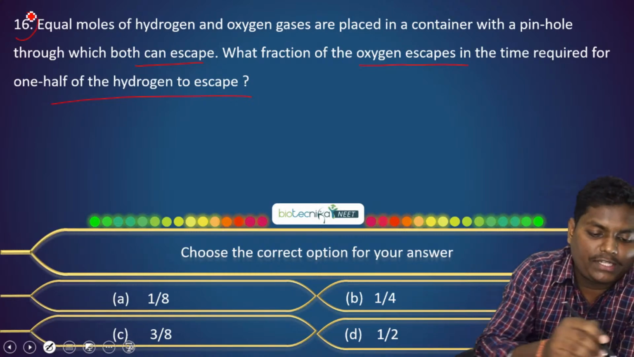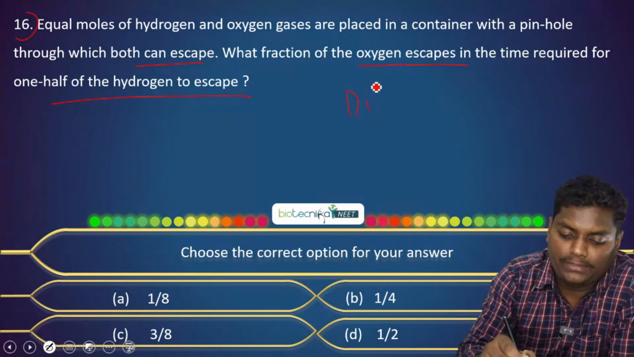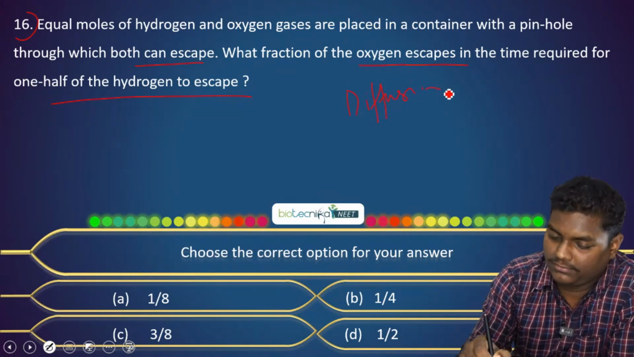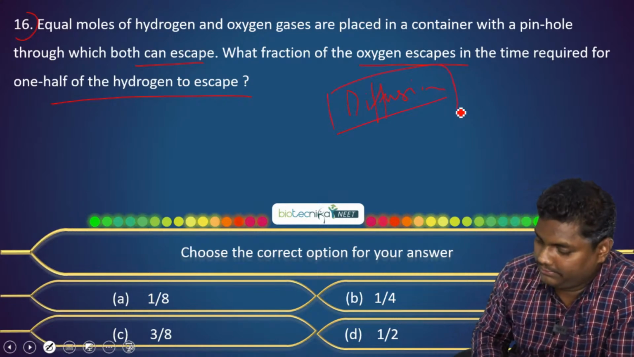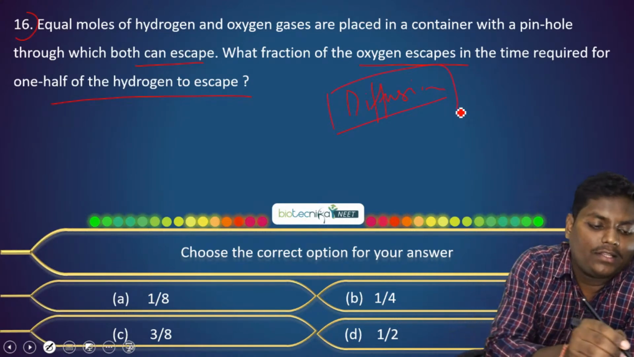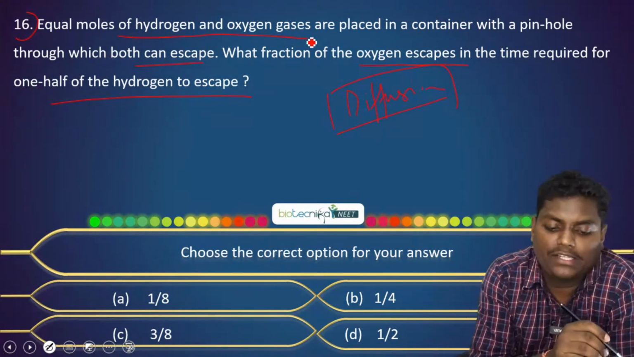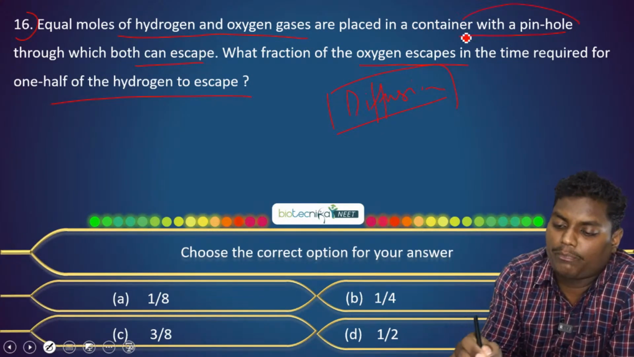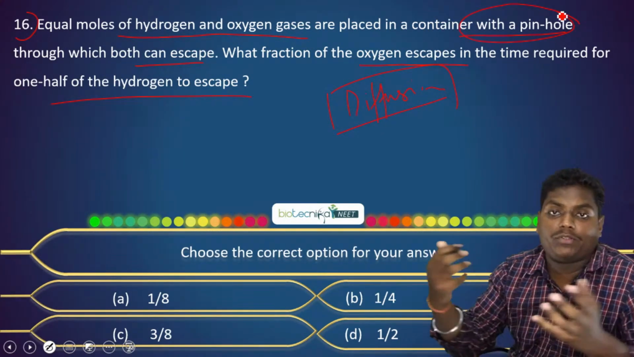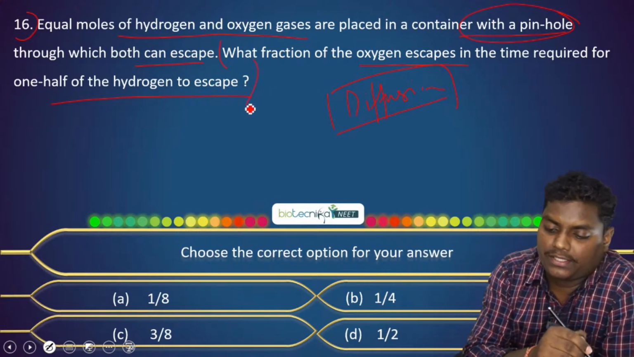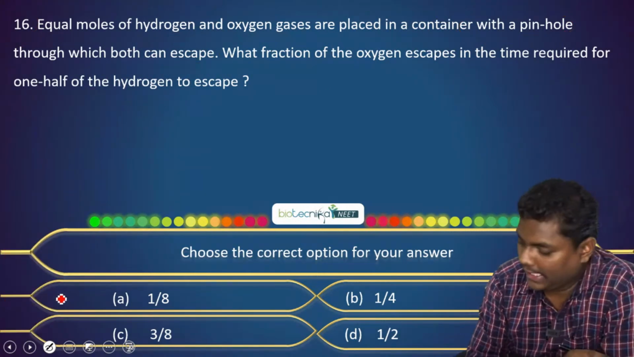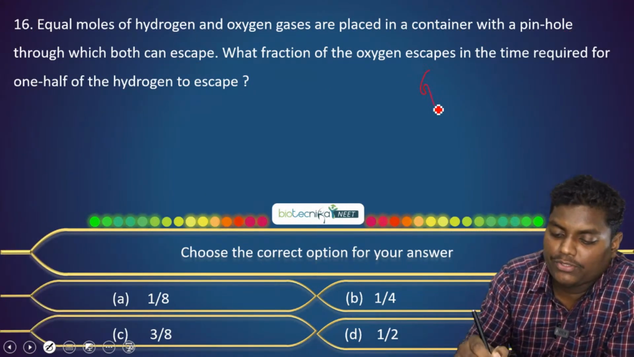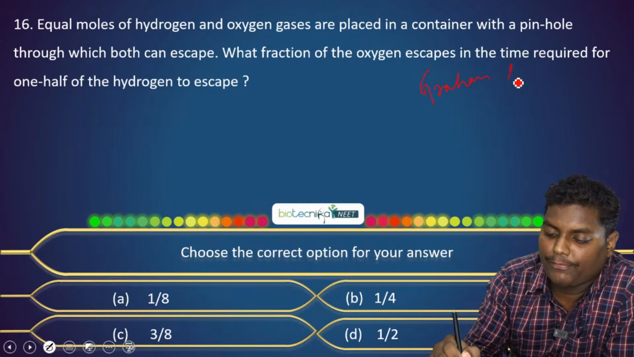It's a good question from the diffusion chapter. Try solving this question. Important to note, hydrogen and oxygen gases are placed and they are escaping through a pinhole. So what fraction? I'll just give you a hint. You can use Graham's law of diffusion.